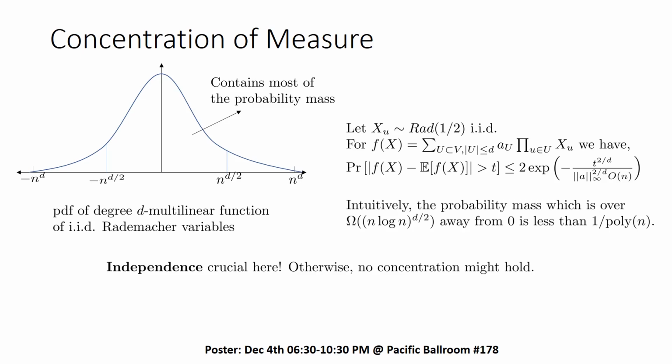Such functions are known to concentrate nicely when all the variables are independent. In particular, a degree d multilinear function, where each x_i is an independent Rademacher random variable, concentrates at a radius of n to the d over 2, as shown in the figure.